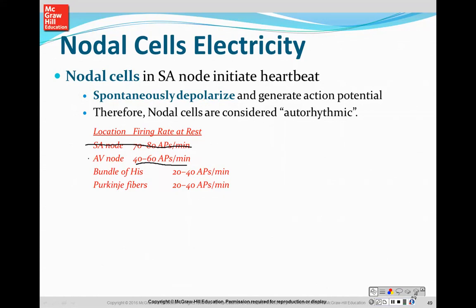Now, what if we lost the AV node then? Well, then the bundle of His, it does have an inherent autorhythmic ability to beat, but it can only tell the rest of the heart to beat 20 to 40 times per minute, or the Purkinje fibers, and this wouldn't be good enough. So if someone has their master pacemaker, their SA node, that doesn't work, they have what's called a pacemaker surgery, and they will replace the SA node with some special wires.